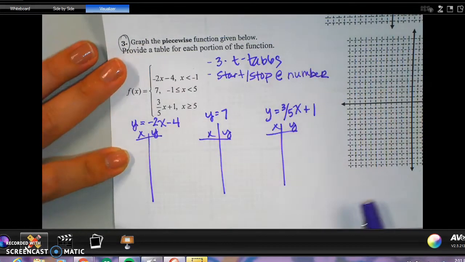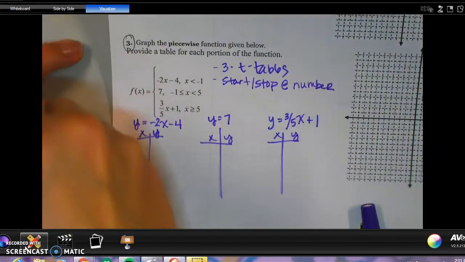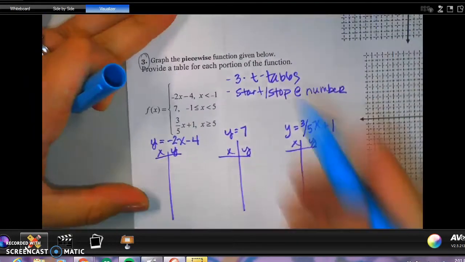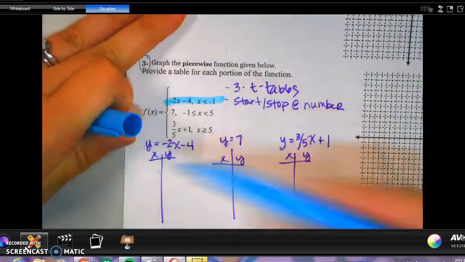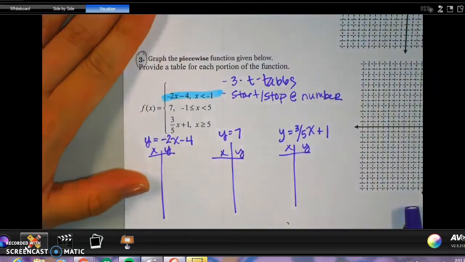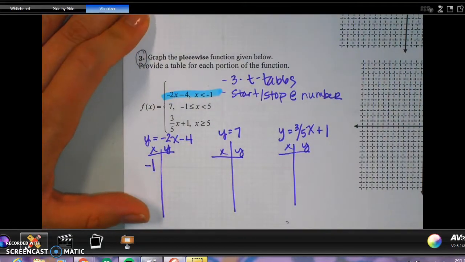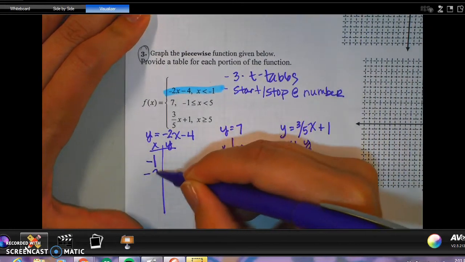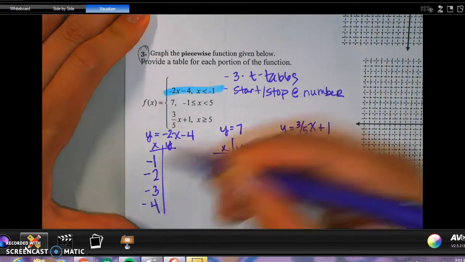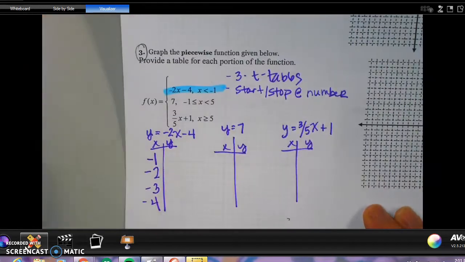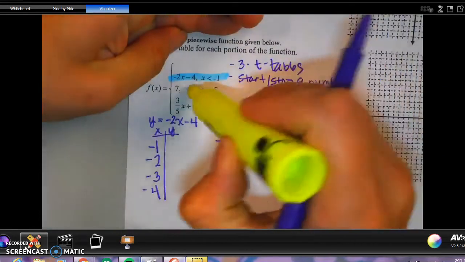And what do I mean by that? Get out my highlighters here. Our first one begins at -1. I know it says less than. You still need to write -1 here. And I want numbers less than -1, so pick some numbers. Doesn't matter. Pick 3 or 4. Okay, then you're good. The next one, it has a start and a stop.